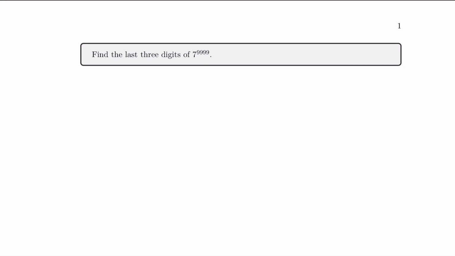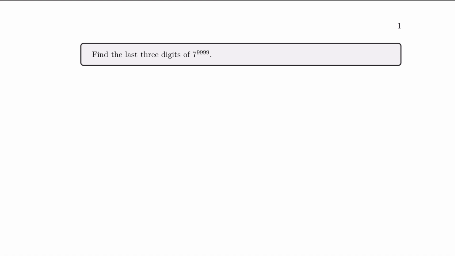Okay guys, let's find the last digit of 7 raised to the power of 3, raised to the power of 9999. Look at this number. This is a very large number, and don't use a calculator. Alright, so let's try to do this problem.